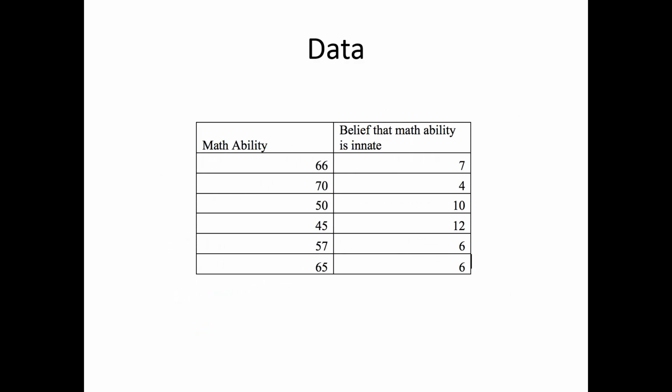So first step, here's the data. Remember that each person gets their own row. So this is one participant who has a math ability score and a belief score. And then we are going to have 6 people overall. So N is 6 in this study.